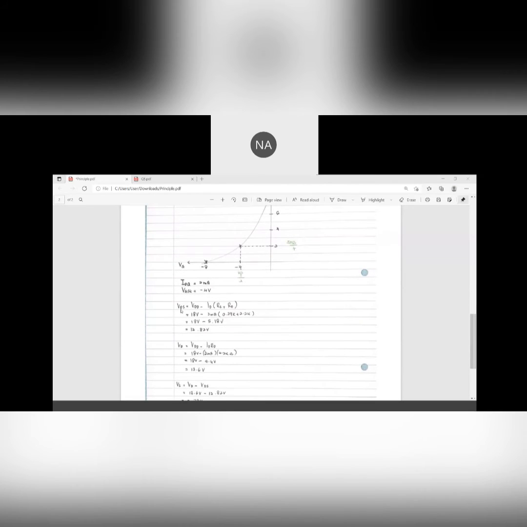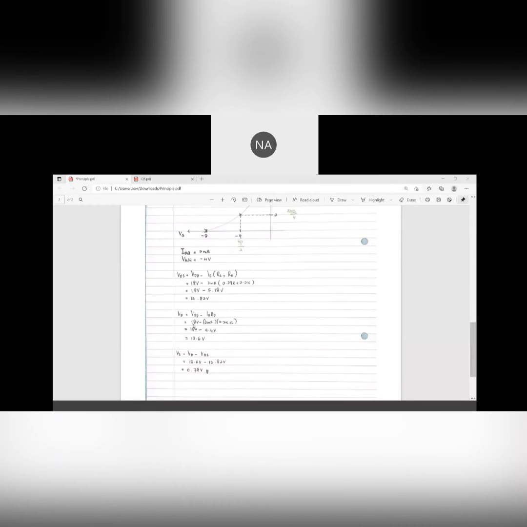This IDQ and VGSQ are obtained from this graph. Minus 4 is because VP over 2 here, and the IDQ is because IDSS over 4, which is 2 milliampere. So from this graph, we can find the VDS. VDS is equal to VDD minus ID times 2RS plus RD. The VDD is 18 volt minus 2 milliampere times 2 times 0.39 k ohm plus 2.2 k ohm.